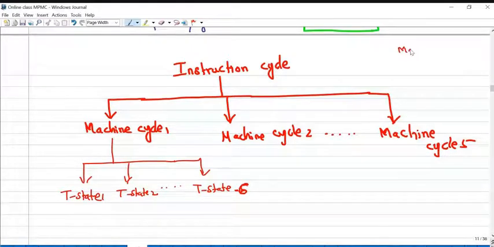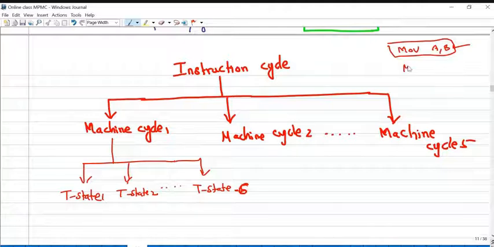Say for example, MOV A, B. We need to store the opcode corresponding to this instruction in the memory. The content of register B will be moved to register A. To execute this particular instruction, we need to store only the opcode in the memory. So the processor will read the opcode from the memory. That involves one machine cycle. Only one machine cycle is sufficient for this.